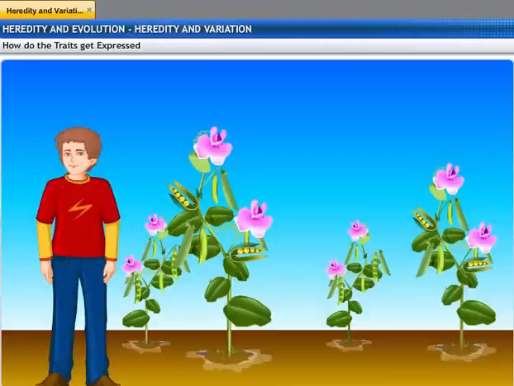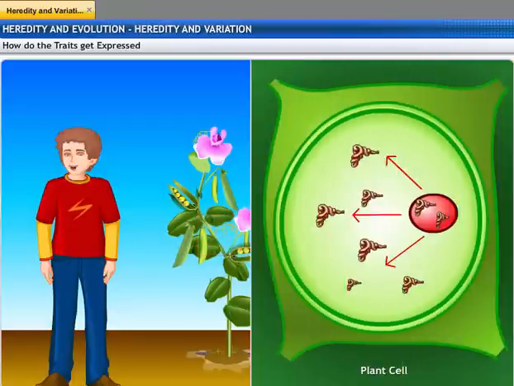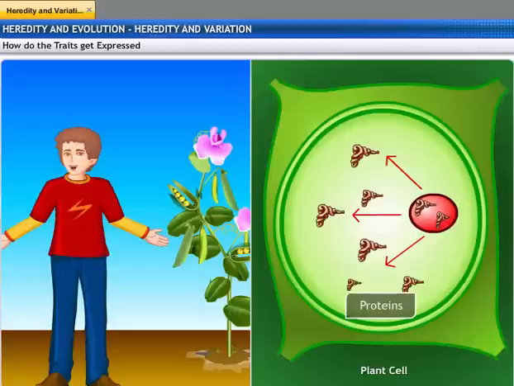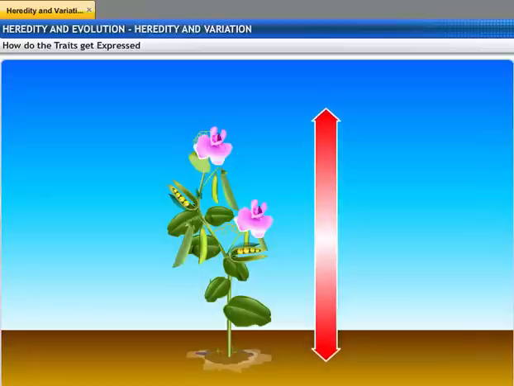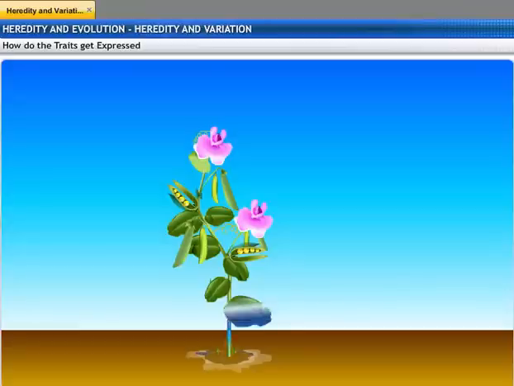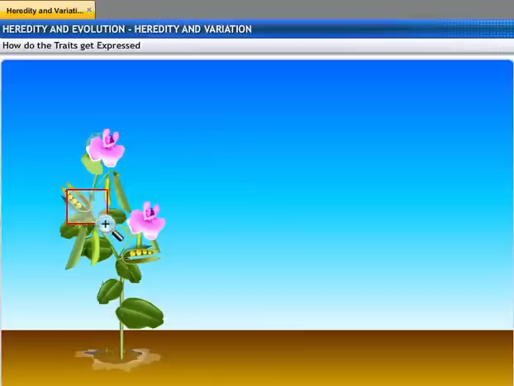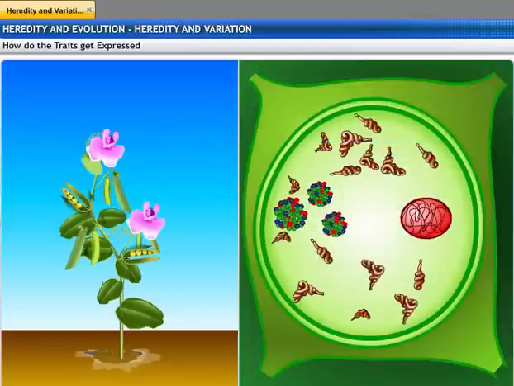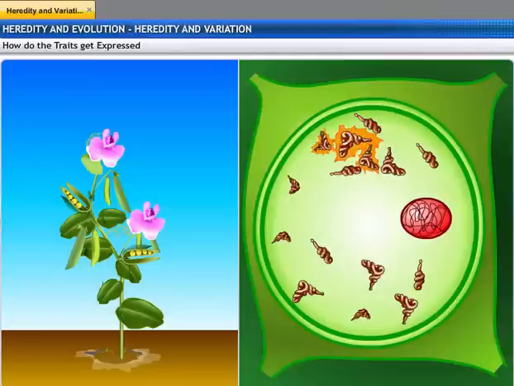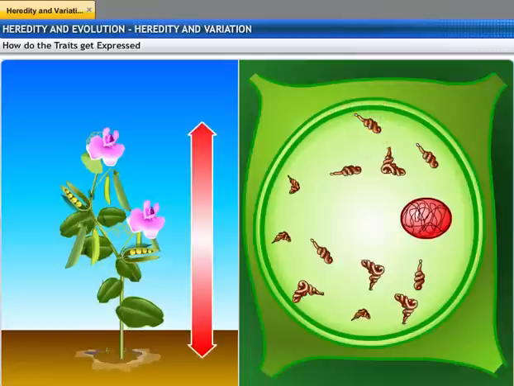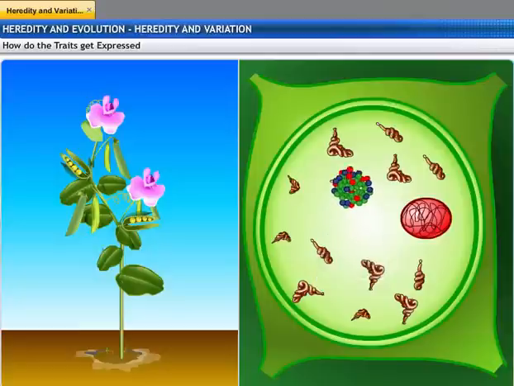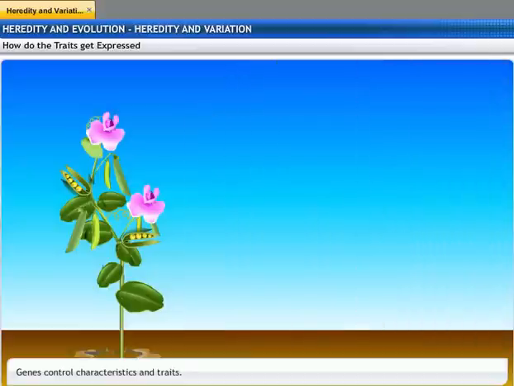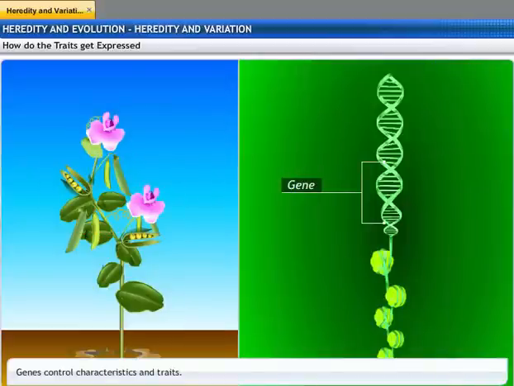How do the traits get expressed? If cellular DNA is the information source for making proteins in the cell, how do proteins control the characteristics? Well, consider a plant with tallness as a characteristic. We know that plants have hormones that trigger the growth. Assume that an enzyme performs this process. If this enzyme works efficiently, a large quantity of hormone will be made, and the plant will be tall. However, if the gene for that enzyme has an alteration that makes the enzyme less efficient, the amount of hormone will be less, and the plant will be short. Thus, genes control characteristics or traits.